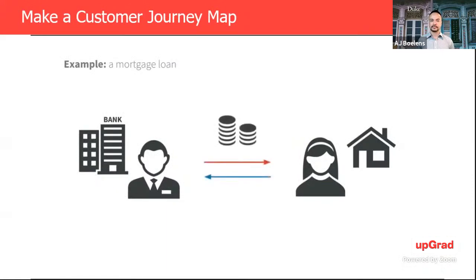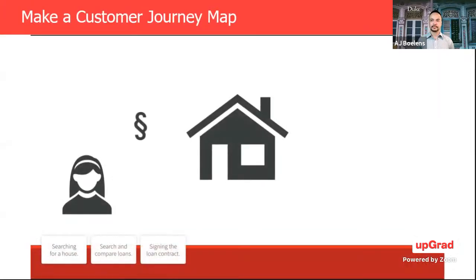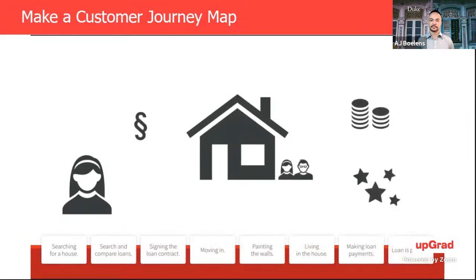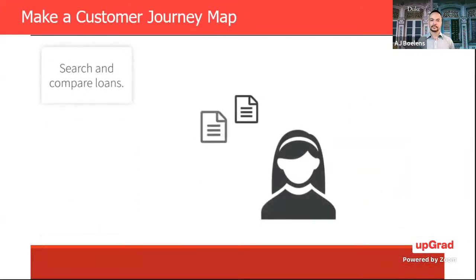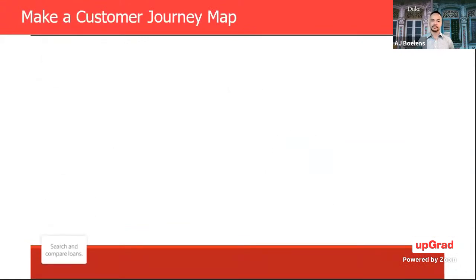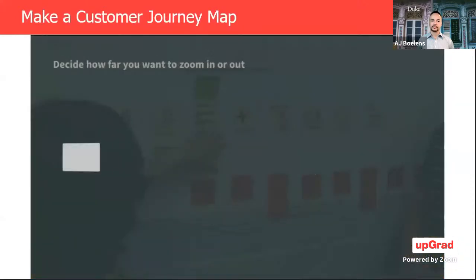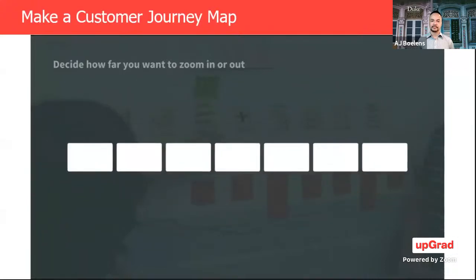A journey map for a mortgage loan experience could show 30 years of that experience, including everything from searching for a house, signing contracts, living in the house, and making loan payments until the loan is paid off. Or another journey map can zoom in to just one of these steps to illustrate only the experience of searching and comparing mortgage loans. Another journey map could zoom in even further and illustrate a 1-hour consultation. First, decide how far you want to zoom in or out of an experience.